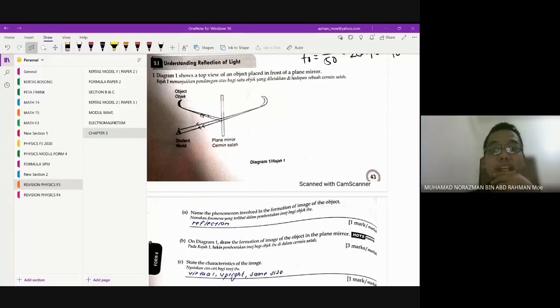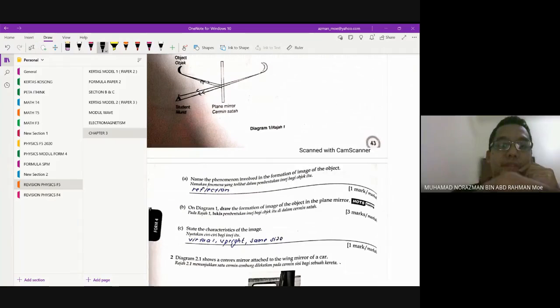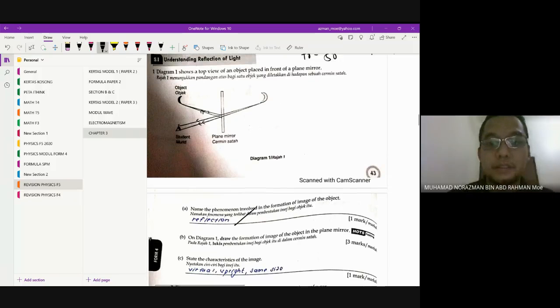Section A. Diagram 1 shows top view of an object placed in front of a plane mirror. Name phenomenon involved. Reflection. On diagram 1, draw formation of image. Okay, good.